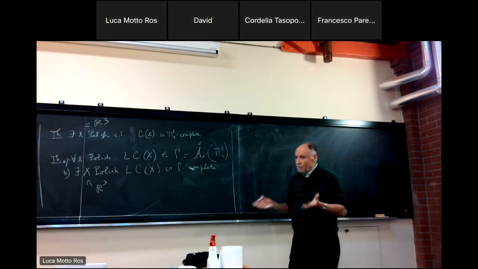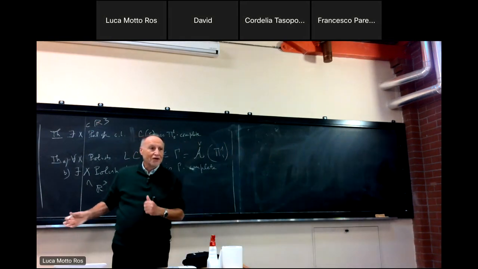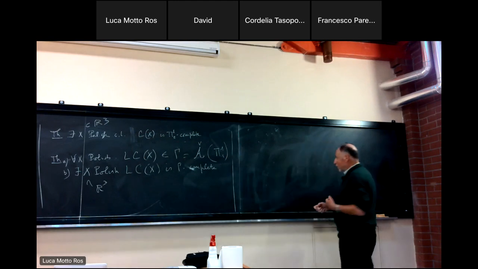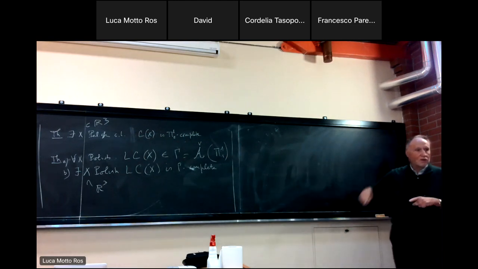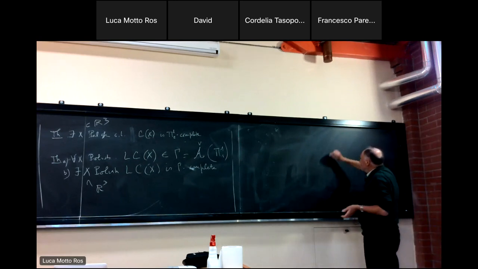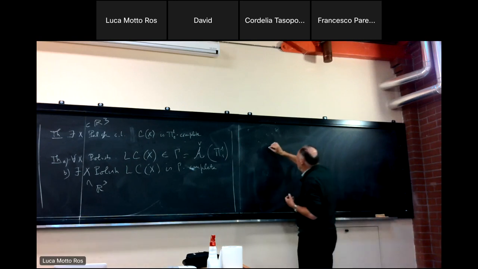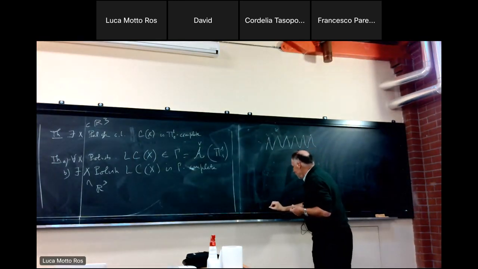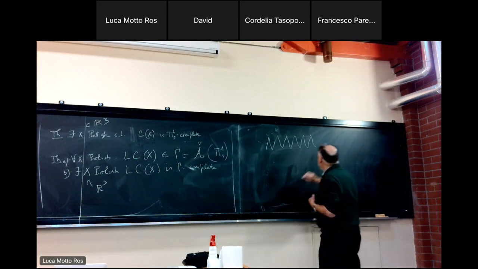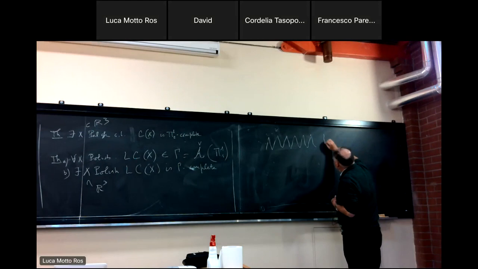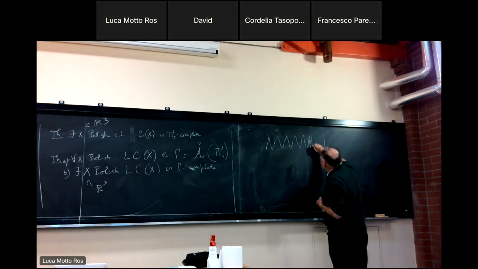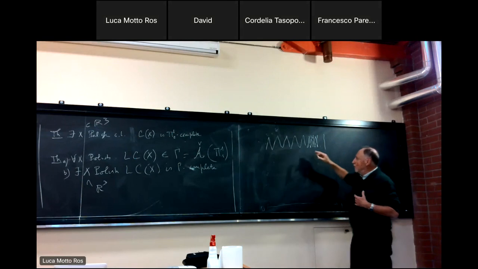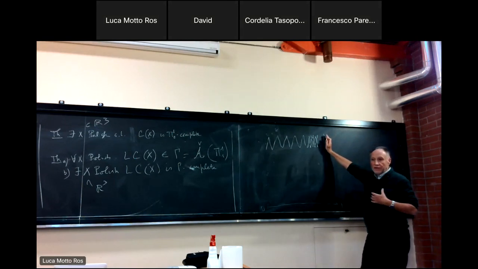You start, anyhow, you have to know that there are non-pathwise connected subsets. The classical example is the graph of sine of 1 over x, or its linearized form. So you start from something like this. So this is 0, 1. And you add here, so these are more and more oscillations. You have the graph of this function, and you have this limit interval.